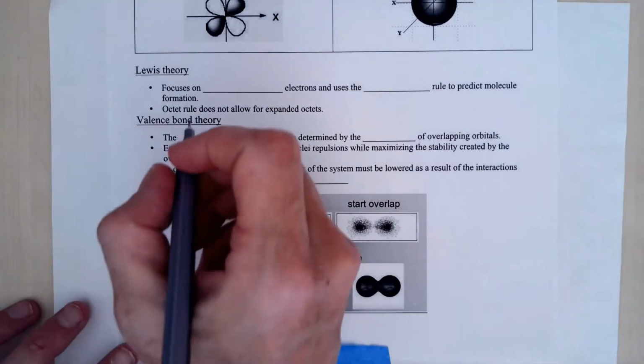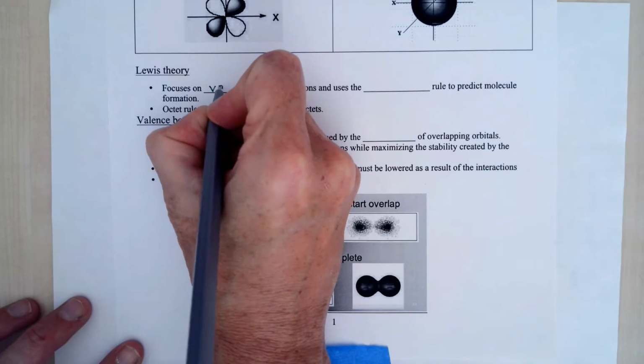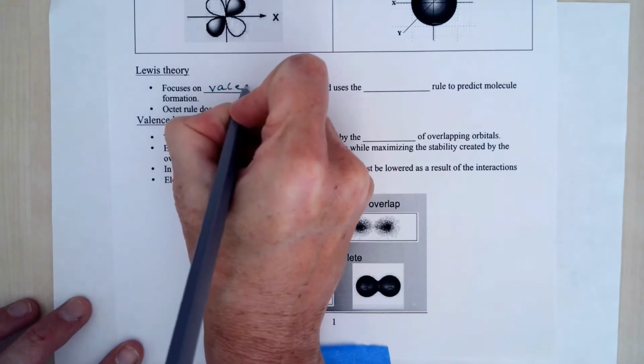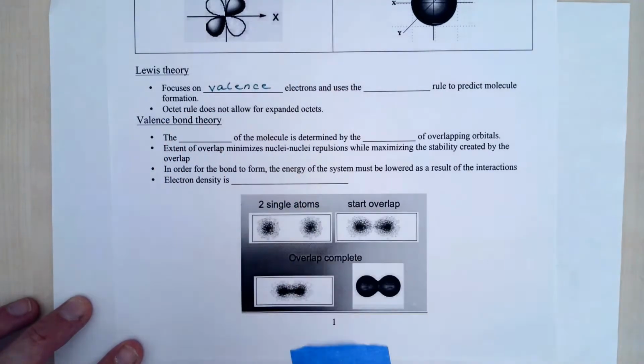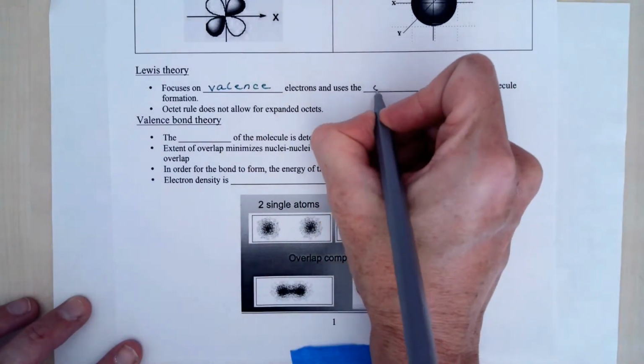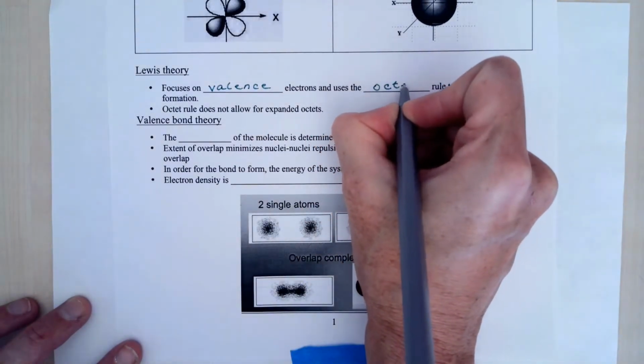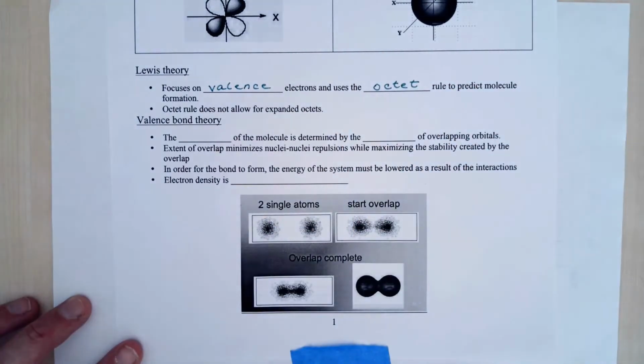Lewis' theory focuses on valence electrons and uses the octet rule to predict molecule formation. The problem with the octet rule is that there are so many exceptions: expanded octets, incomplete octets, free radicals. When you have a theory with a lot of exceptions, you begin to question the theory itself.